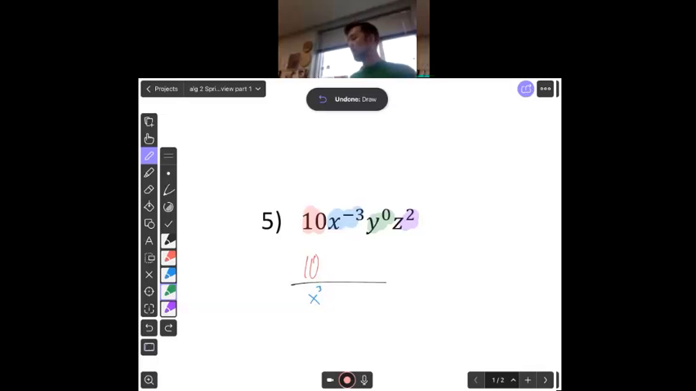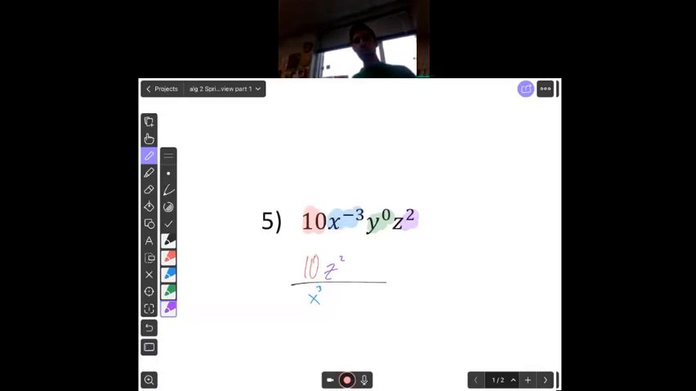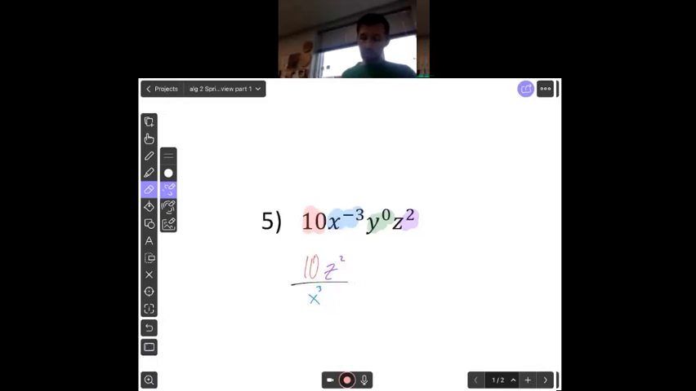And then what about z squared? Can we do anything with that? No, it's kind of like the 10. It's already as simple as I can make it, so it just stays put. So kind of seeing what happened there, right? The negative exponent dropped to the bottom. The 0 exponent just went away because it was 1, we didn't need it. And then the 10 and the z squared, which didn't need to be manipulated, just stayed put, right? So there's our simplest form of that expression.